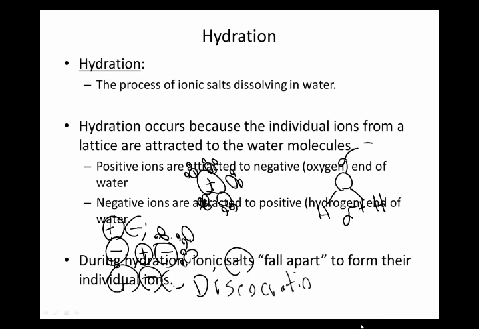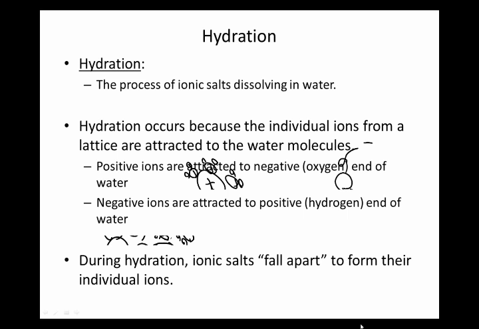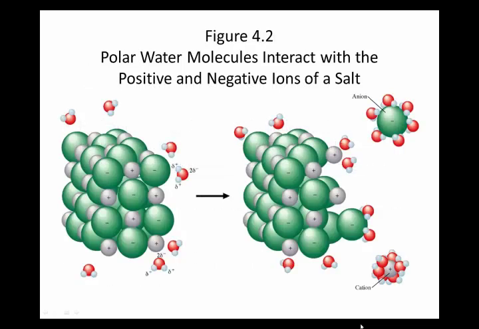So when I say the word dissociation or dissociate, this means that the ions are falling apart. The ionic compounds fall apart to form individual ions. Here's a better image than I can draw. So you see the water molecules coming along and taking this negative ion away, and this positive ion, this cation, going away with the water molecules.